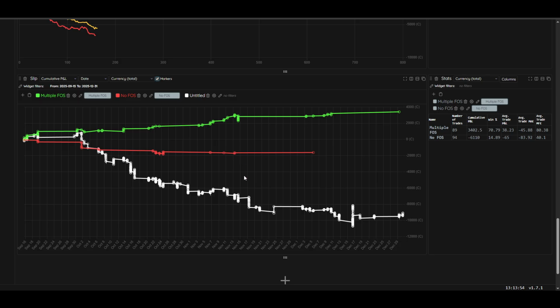Well, it at least is pointing you in the direction, because I wholeheartedly believe multiple factors of support does make a difference. I think there is edge there, but the problem is how many, and that's where I'm starting to figure out that number. Because look at my cumulative too, like 3,400 with multiple factors, minus 6,000 with no factors. And a 70% win rate too. That's a really good win rate. And we're going to want to compare that to the psychology aspect of it.